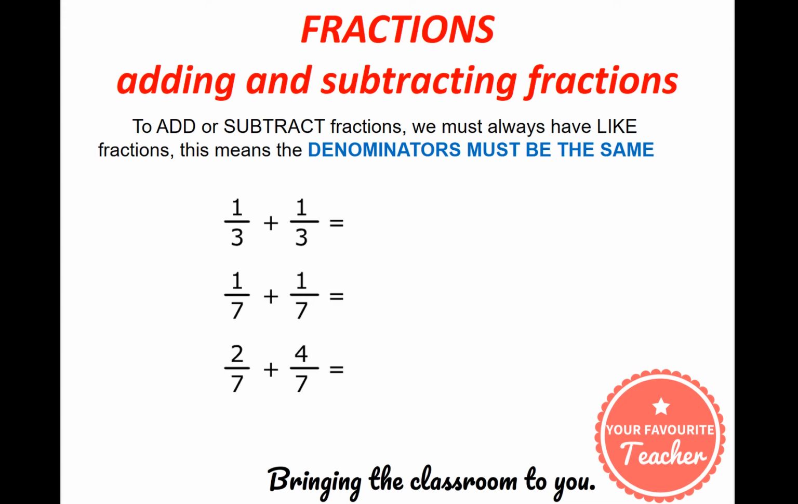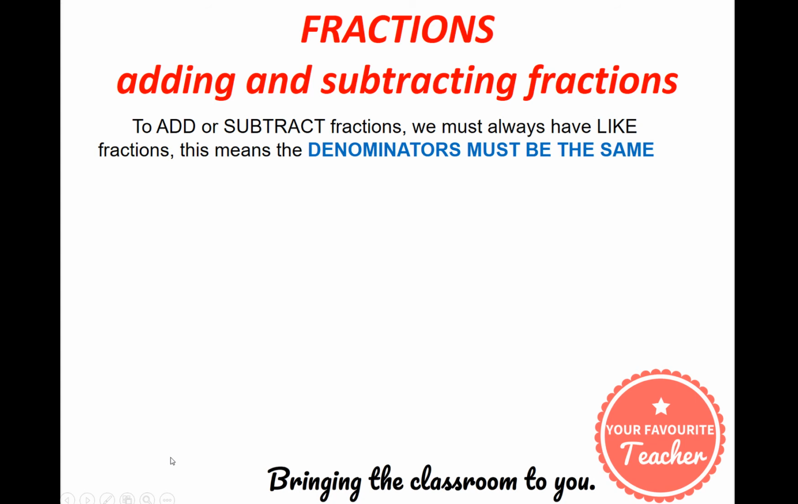So in these examples, the denominators are already the same. So we can add these fractions as they are. And when we add fractions, we add the numerators together as long as the denominator is the same, and we keep the denominator as it is. So in the first instance, 1 plus 1 is 2, and we keep 3 as it is. Similarly, we have 2 over 7, and then 4 plus 2 is 6 over 7. So as long as the denominators are the same, you just add the numerators.